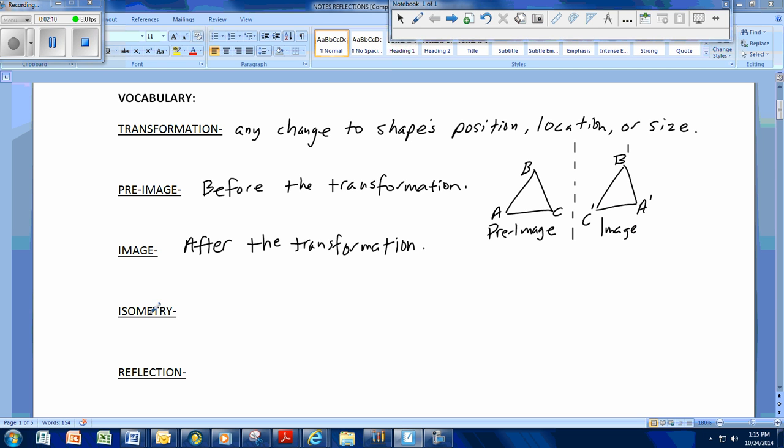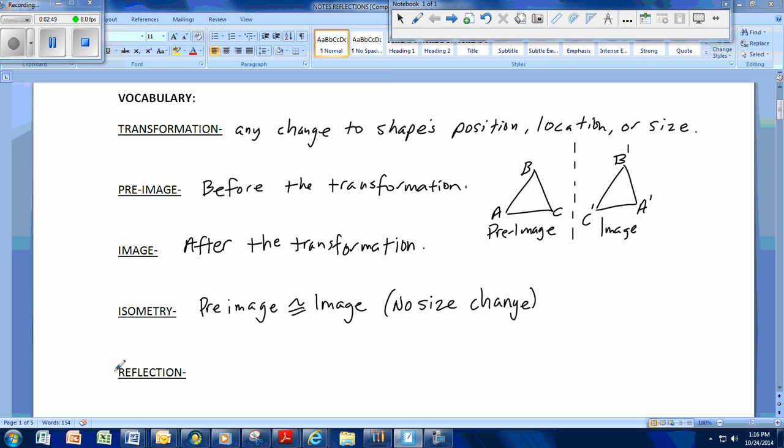Okay. Next term is isometry. Two shapes have isometry if the pre-image is congruent to the image. So if it flips, it rotates, it slides, those are all going to have isometry. The only one that doesn't is if the size changes. So if there's no size change, then we're going to have isometry.